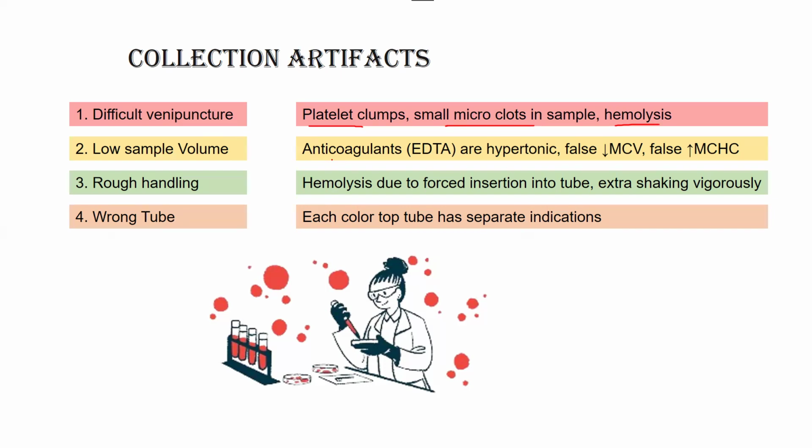Then low sample volume. We have already talked in the previous video that EDTA is hypotonic. If a tube says you should add 5 ml of sample in that EDTA tube, and you add 1 ml because your skills are bad and you manage to collect just 1 ml of blood, then it is going to cause shrinkage and lysis of the RBCs, and there will be a false decrease in MCV and a false increase in MCHC values.